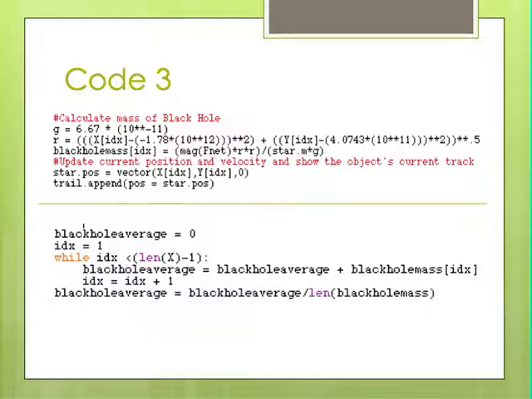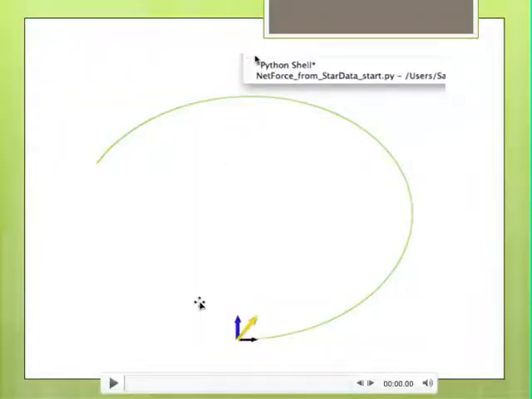Then to find the average of all of the different sums, I made another iterator and looped through all of the different masses, added them together to find the total mass of all of the different values, and then I divided that by the length of the different values to find the average mass of the black hole at each instance. So here's a video of that trial.